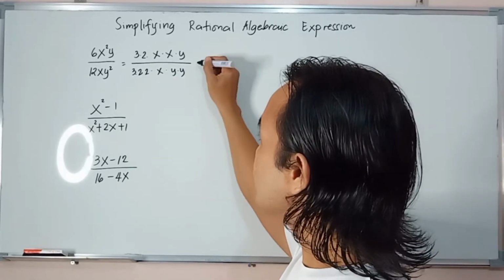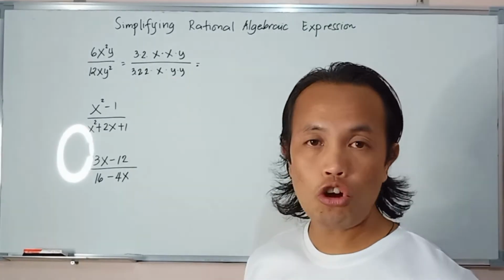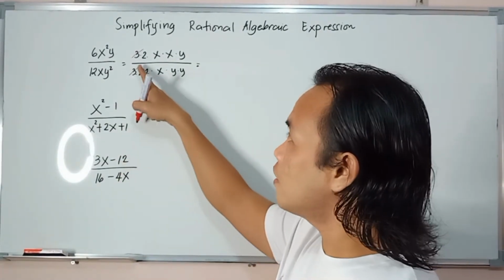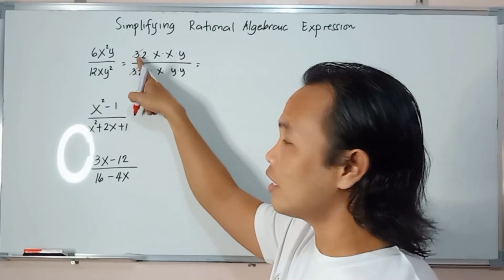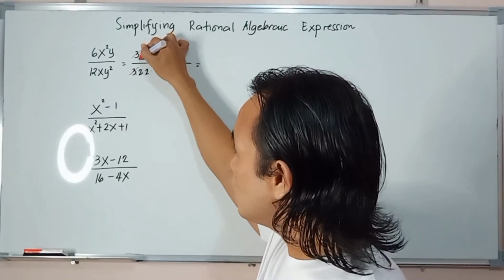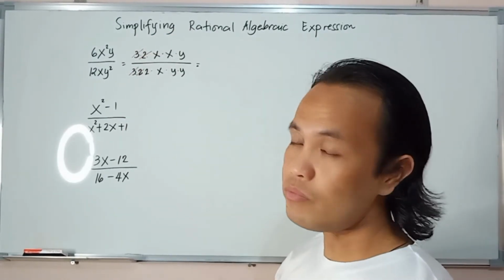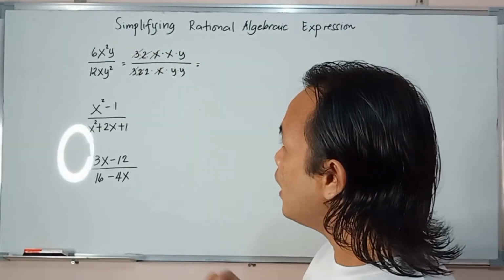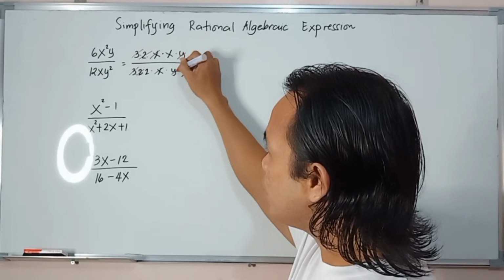Then this time, we cancel out common factors in the numerator and denominator. So in this case, we have here the first common factor 3 and 3. So we cancel out 3. We also cancel out 2 and 2 here. Another is we also cancel out the x and x here. And also the y and y here.